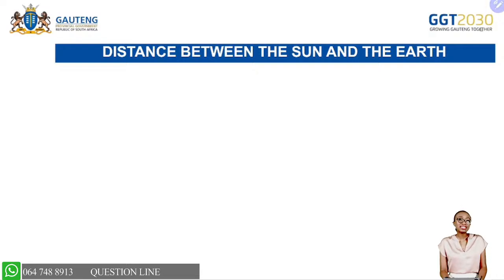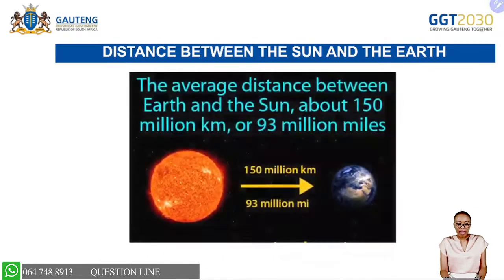So now, what is the distance between the sun and the Earth? Do you know what the distance is? Okay, so the average distance between the Earth, our planet, and the sun is about 150 million kilometers. If you convert it to miles, it is 93 million miles, which means the sun is very, very far from us. It is quite a distance between us and the sun.